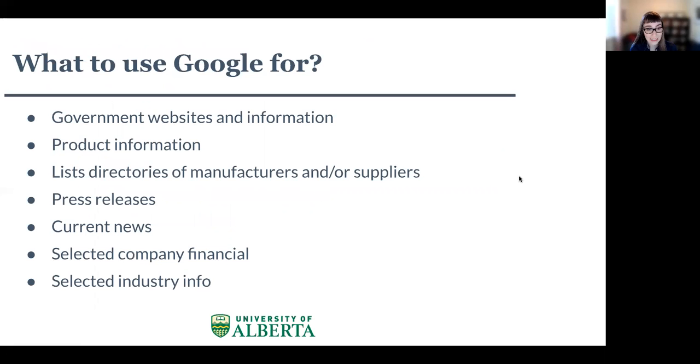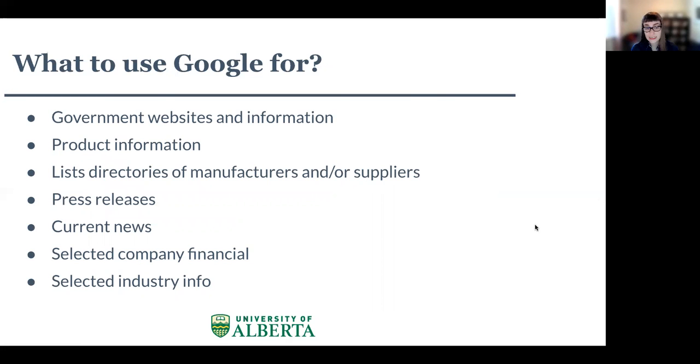That said, you may want to use Google to find the following information: government websites and information, product information, lists of directories of manufacturers and or suppliers, press releases, current news, select company financials, and some selected industry info.